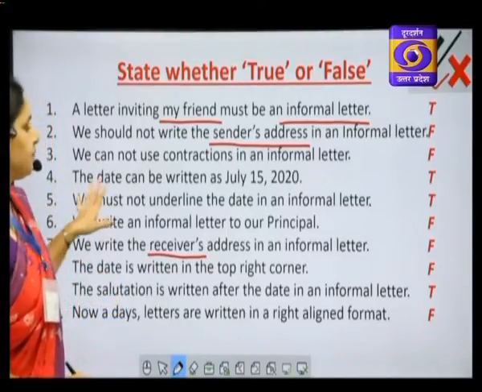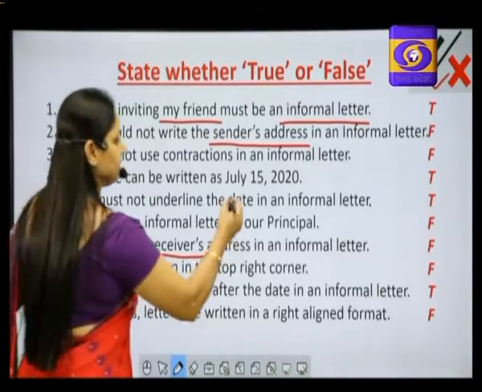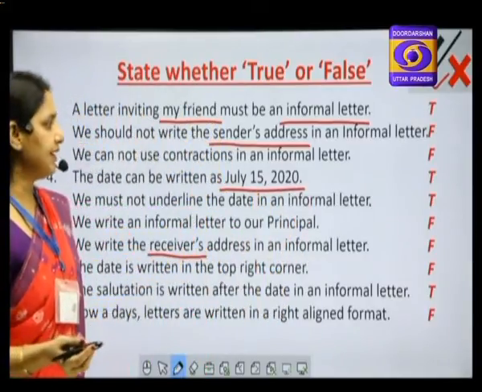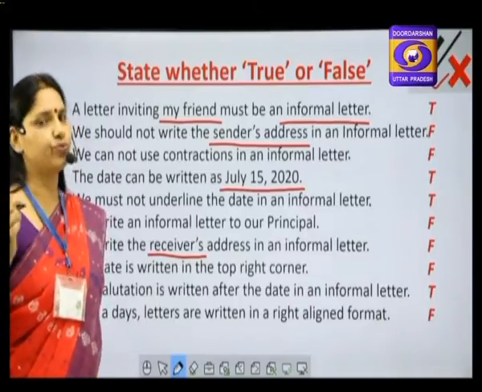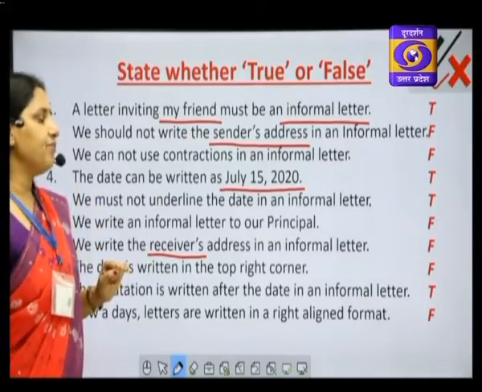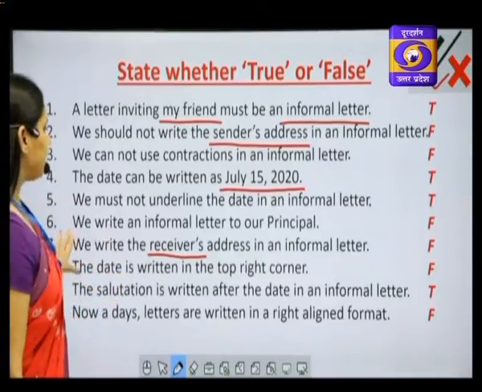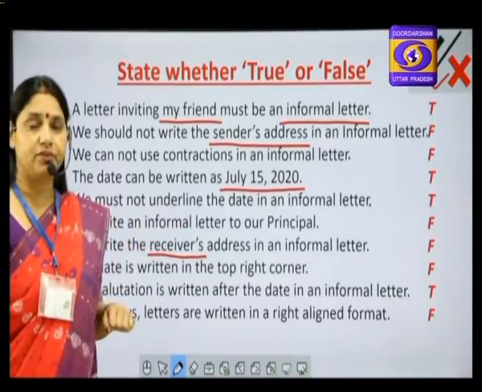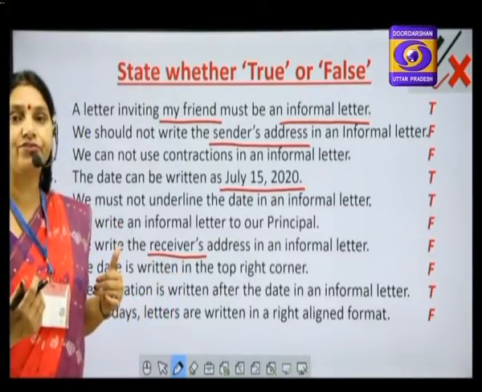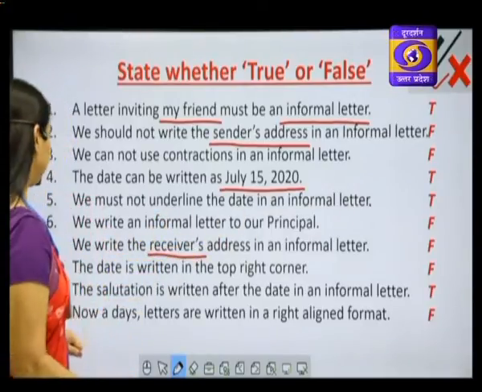Fourth is, the date can be written as July 15, 2020, and it is true. July 15, 2020 or 15 July 2020, both are correct. And even if you use only numbers to write the date, that is also correct. We must not underline the date in an informal letter. This is true. The date is never underlined in letters. We write an informal letter to our principal. This is false because we have a formal relationship with our principal. We don't have informal relationships with our principal. So we write a formal letter to our principal.